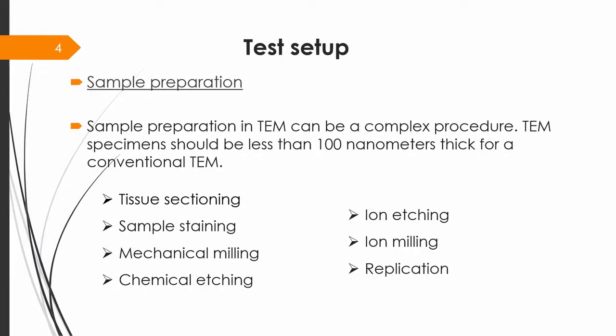Then the sample preparation. This is one important and crucial step before viewing through the microscope. Also, it is a very complex procedure. The specimen thickness used for transmission electron microscope should be less than 100 nanometers, and also various tests have to be done on the specimen before using it. These are a number of tests which are used in transmission electron microscope specimen preparation: the tissue sectioning, sample staining, mechanical milling, chemical etching, ion milling, and replication.